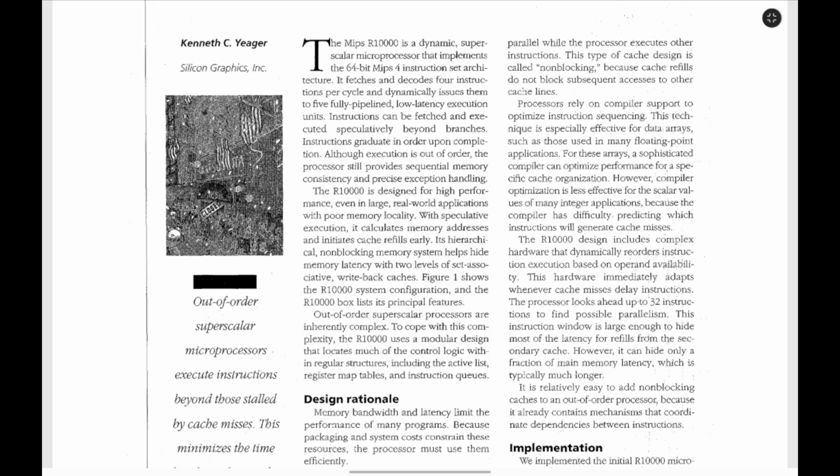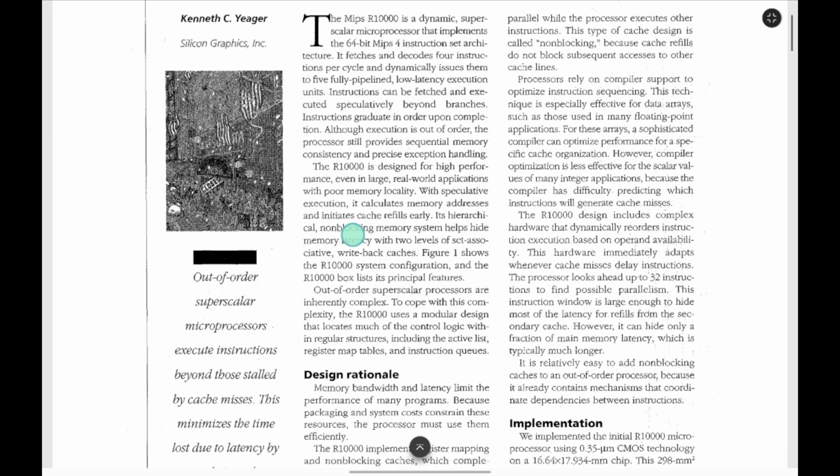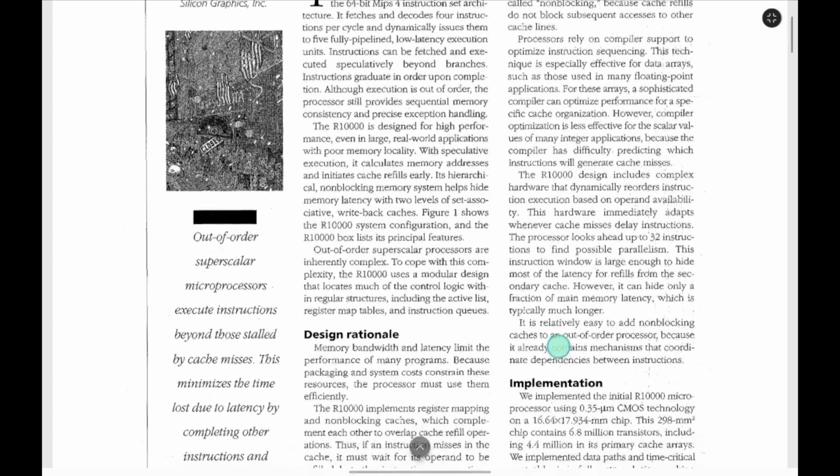The R10000 is designed for high performance even in large real-world applications with poor memory locality. With speculative execution, it calculates memory addresses and initiates cache refills early. Its hierarchical, non-blocking memory system helps hide memory latency with two levels of set-associative, write-back caches. Figure 1 shows the R10000 system configuration, and the R10000 box lists its principal features.